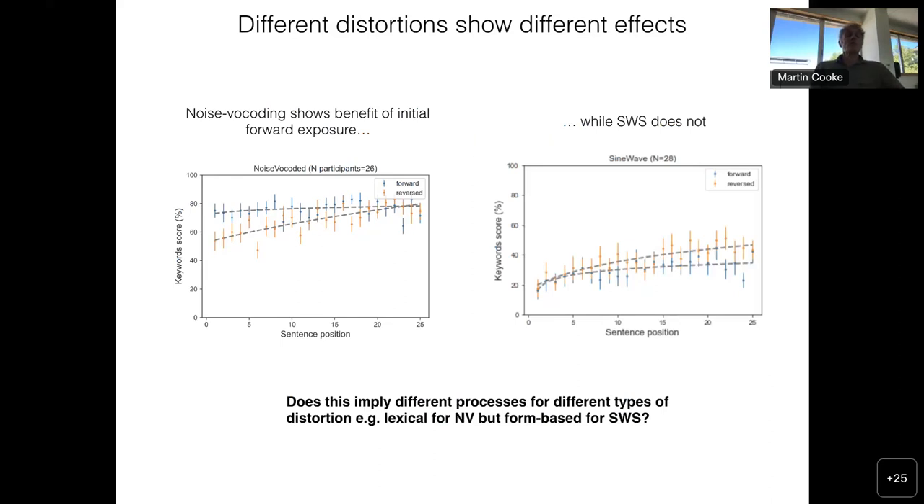So, for instance, noise vocoding shows the same pattern as the overall distortions. We see benefit for the forward stimuli, but sine wave speech, we see no benefit. In fact, these are statistically equivalent. So that might imply that certain kinds of distortions, such as this sine wave speech, are adapted to whether it's reversed or not. So it's based on kind of form similarity, whereas others like noise vocoding may require the extraction of words. So how do we test that?